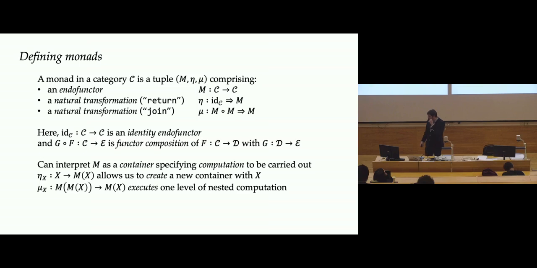One way you can interpret these components is that M is like a container which specifies some computation that you want to carry out. And eta and mu, remember, are natural transformations, so we define them at every single object of our category. Eta of x is a morphism from x to M of x, which allows you to create a new container for every single x in your category. And mu looks at a stack of two computations and flattens it into just one computation. So it's a way to perform one level of nested computation.